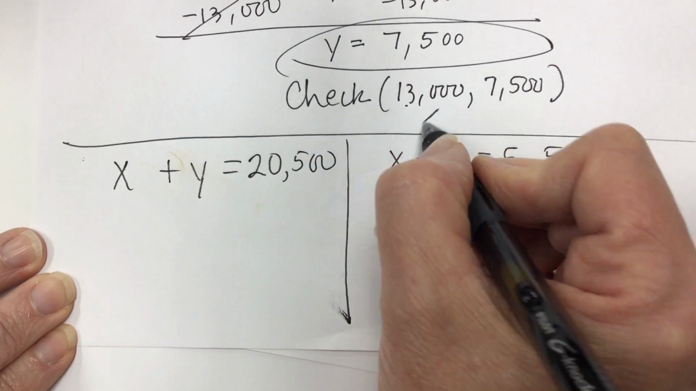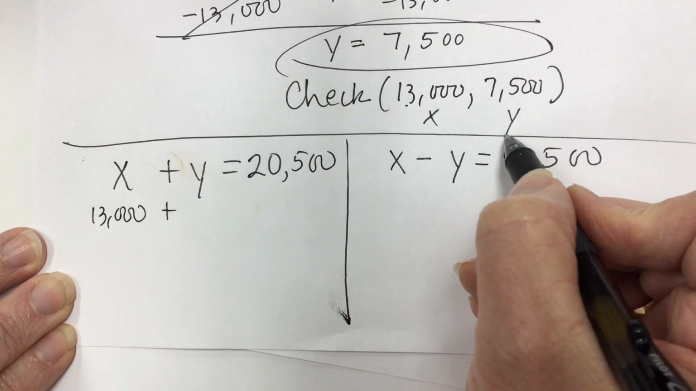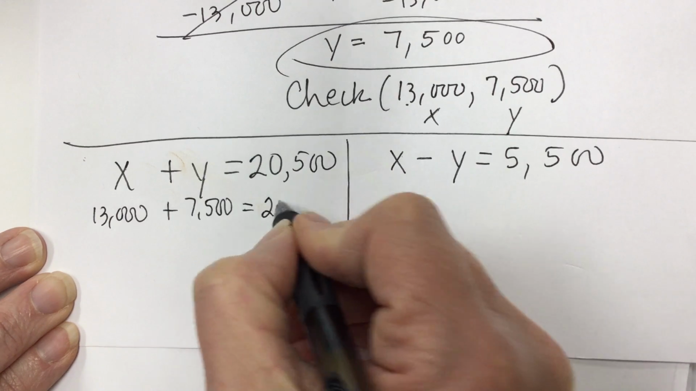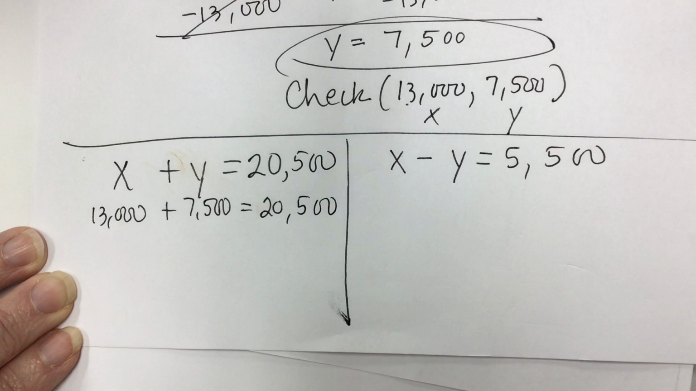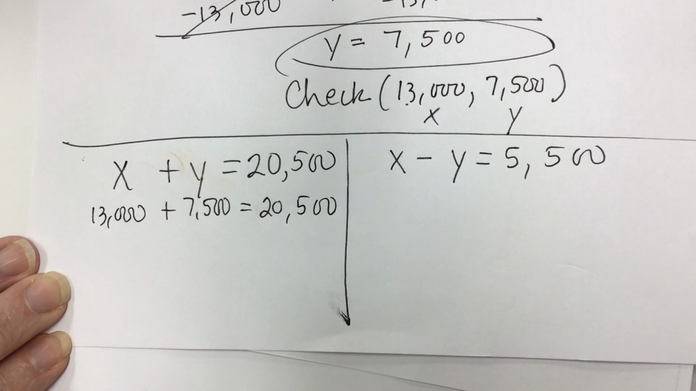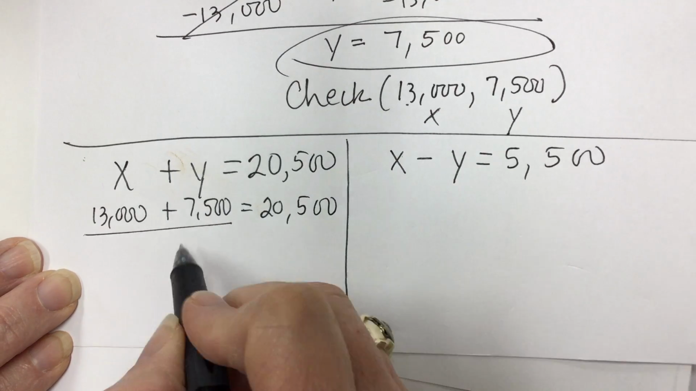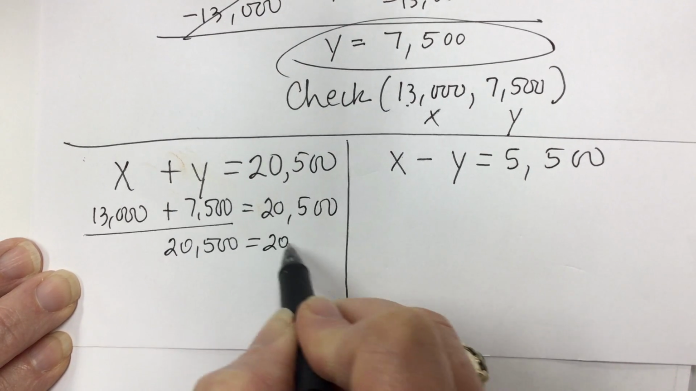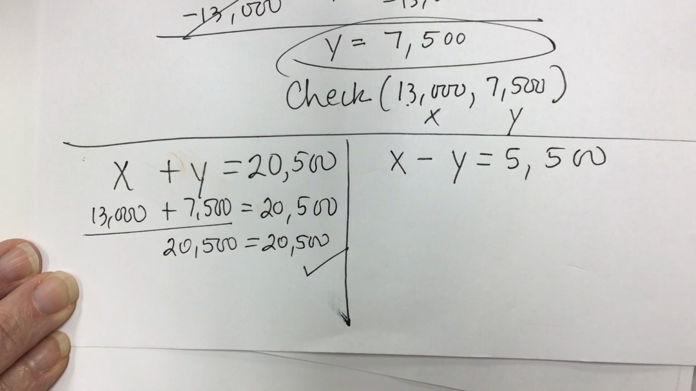So x is 13,000 plus my y, which is 7,500. Does that equal 20,500? This is the checking part. You're plugging them both back in and seeing if the left side equals the right side. So when you add 13,000 plus 7,500, you do get 20,500. So therefore, yes, the left side equals the right side. So it does satisfy the first equation.